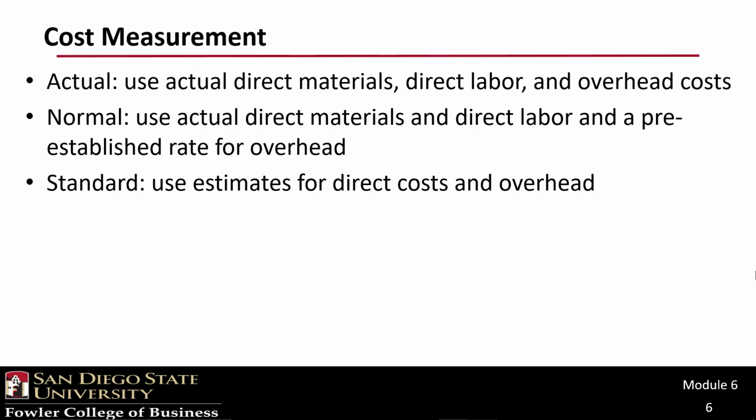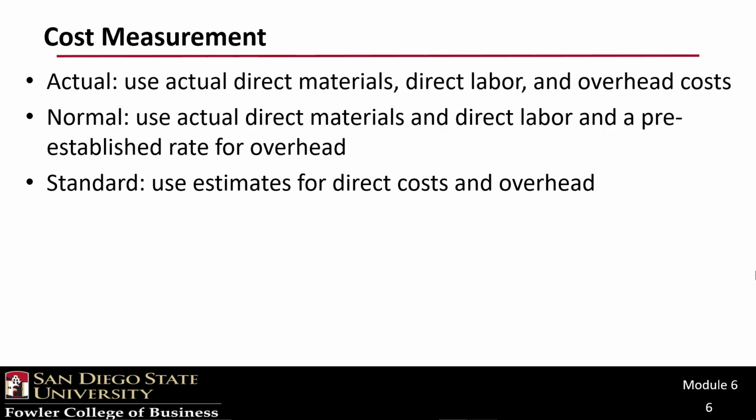So cost measurement is our next step. And one form of cost measurement is to use actual costs. So you'd use the actual cost of direct materials, direct labor, and overhead costs. And that seems pretty intuitive, right? Just to use actual costs.